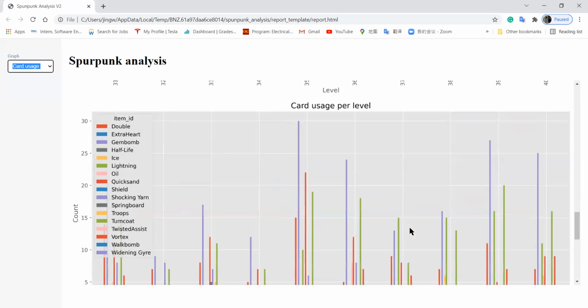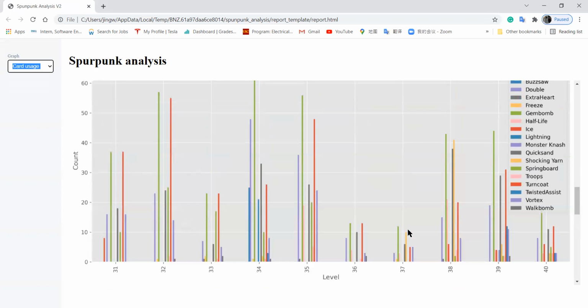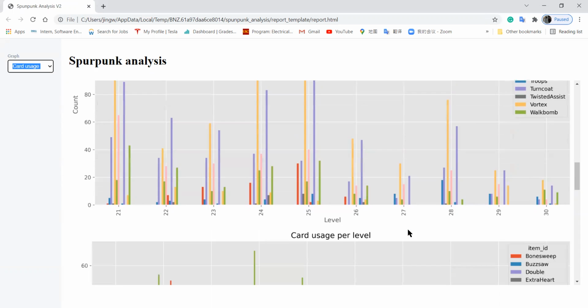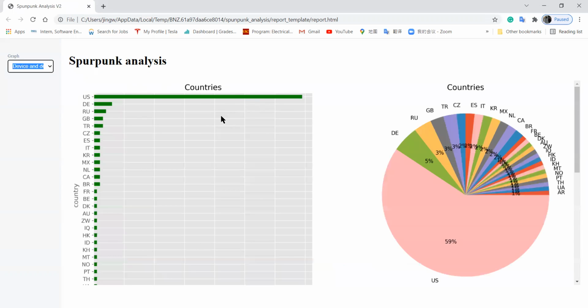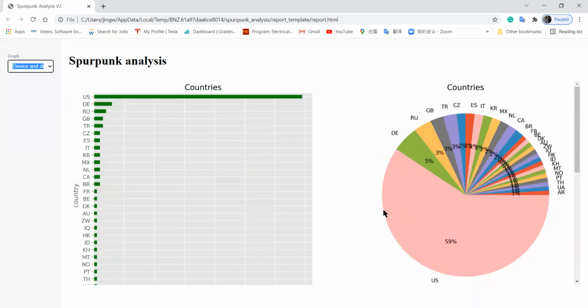And we can analyze this graph to know if the tower usage or the card usage is evenly distributed in each level. That means we don't want the player to always use the same card or the same tower in each level. And the last graph is the device and country distribution graph. So that's all. Okay.